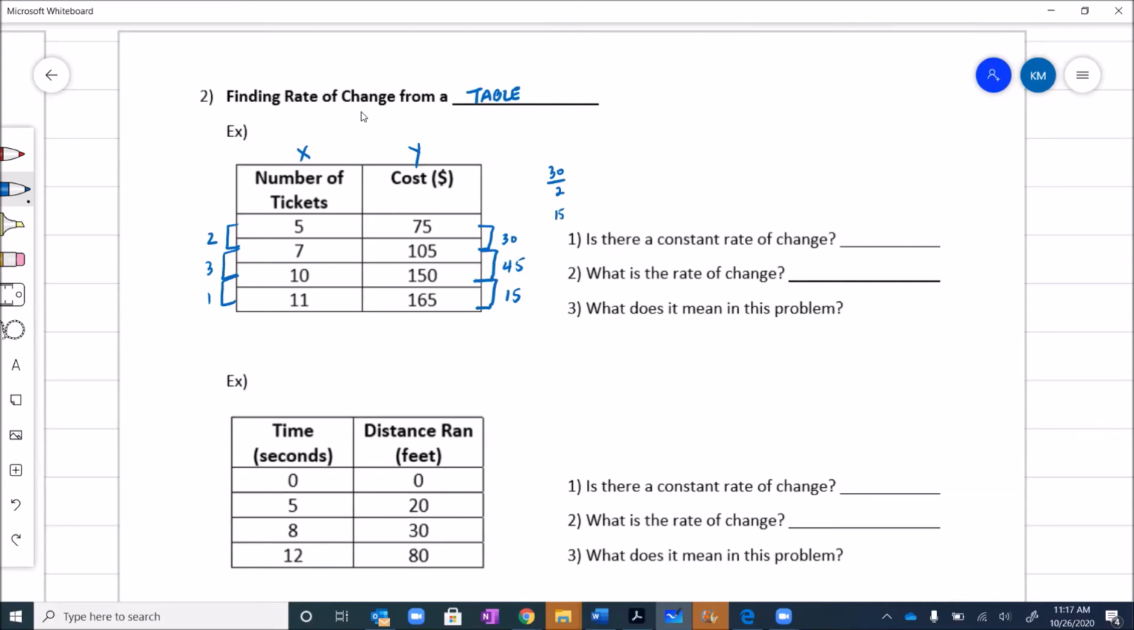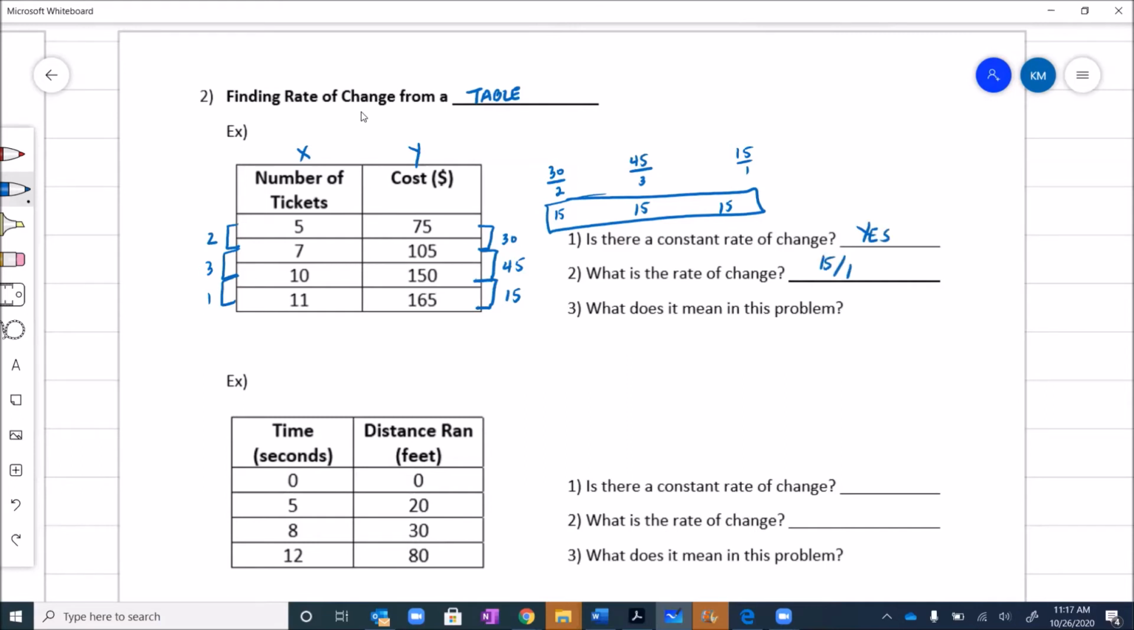Over here, our y change was 45, our x change was 3. 45 divided by 3 gives us 15. Here, our y change was 15, our x change was 1. 15 over 1, 15. What do we notice about all these fractions? They all simplify to 15, or 15 over 1. Is their rate of change constant? Yes.